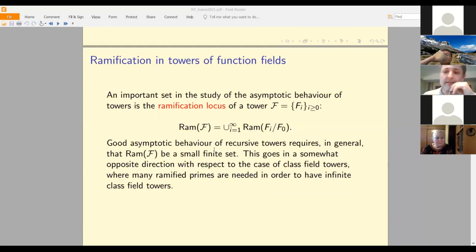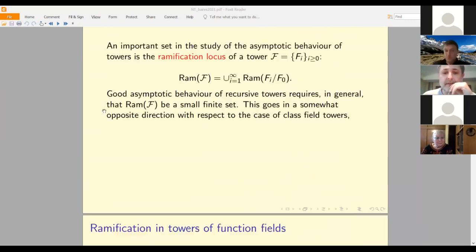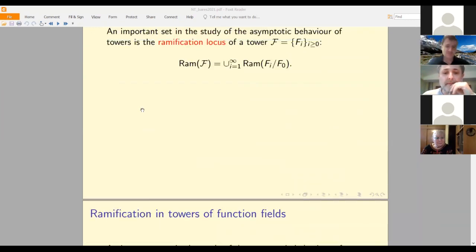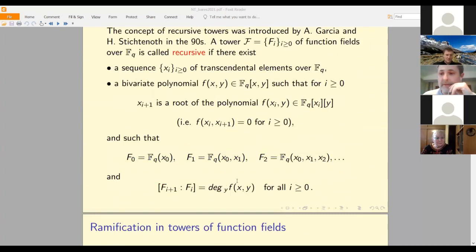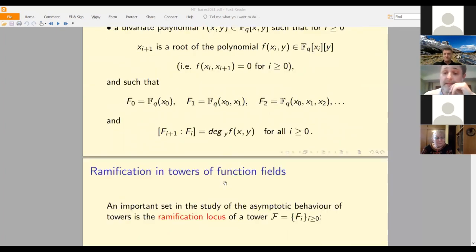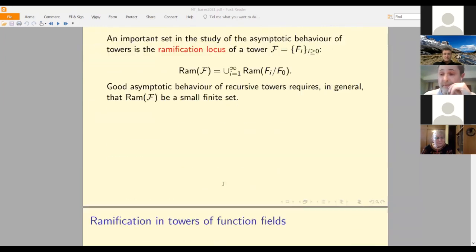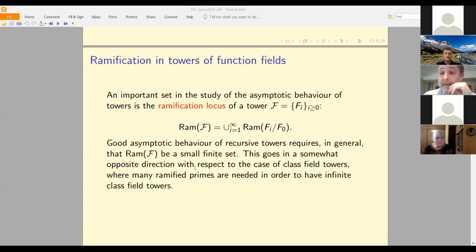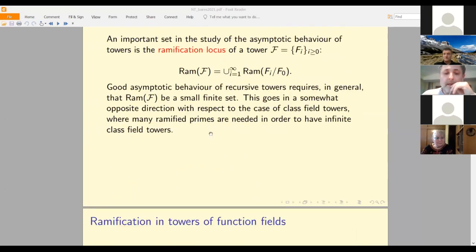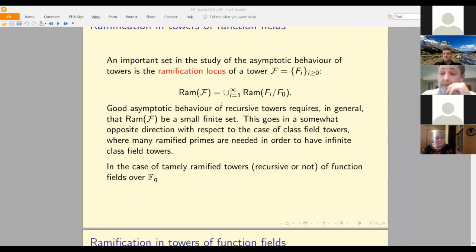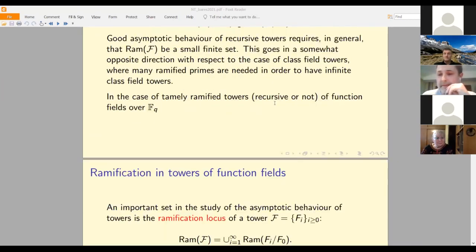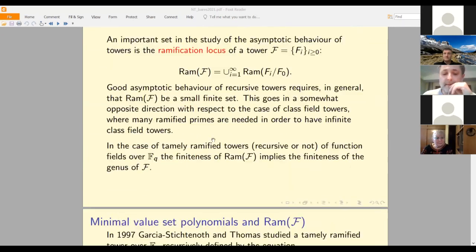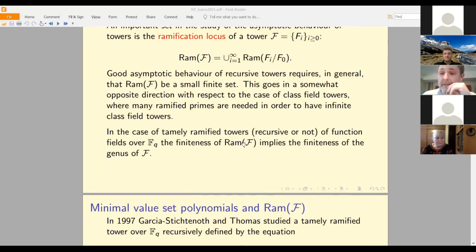In the case of a recursive tower, the infinitude of the tower is given by these conditions on the generating polynomial here. So the infinitude of the tower is no problem. It's a problem to say if the genus of the tower is finite. So in that case, you need the ramification set finite and small. In the case when the ramification is tame, you can prove that even if the tower is not recursive, a finite ramification locus implies that the genus of the tower is finite.